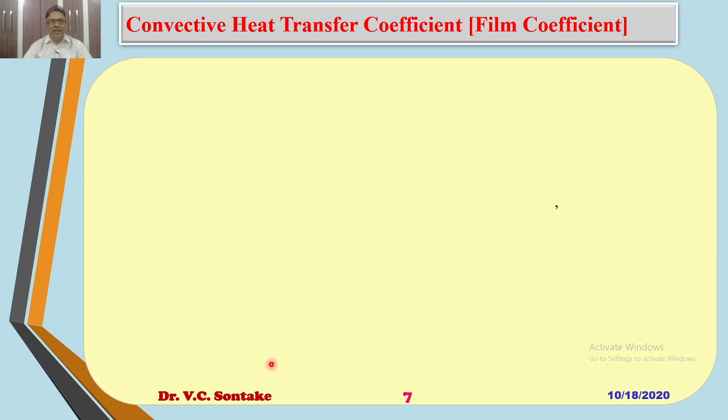Now let us define the convective heat transfer coefficient. It is also called the film coefficient. Now from Newton's law of cooling, I can calculate the heat transfer rate by convection as Q is equal to hA(Ts minus T infinity). Let us say this is equation 3.2.1.